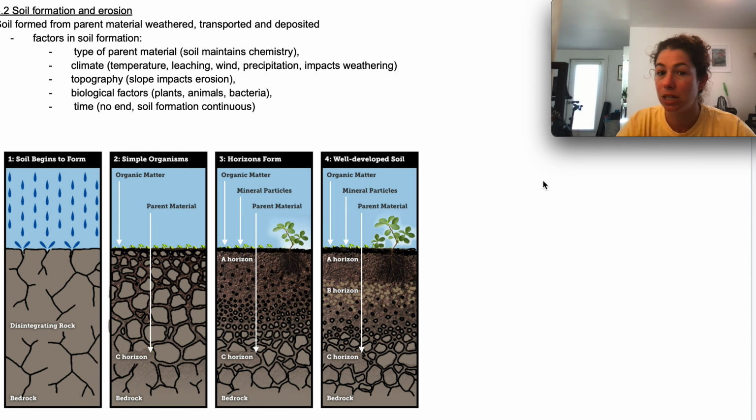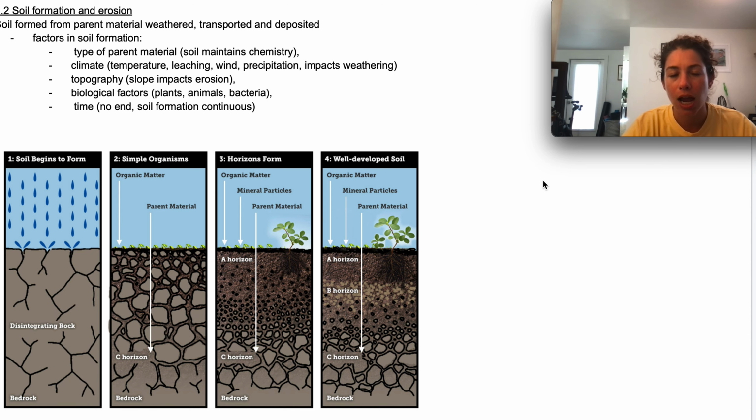Well, the type of material that it's made of. The soil maintains the chemistry from its parent material. So depending on what that parent material is made of, you're going to have different ways that the soil will form. The climate: generally, the hotter it is, the faster it'll happen. The amount of wind and rain will impact weathering. Higher winds and higher rains will impact weathering rates, and the amount of leaching that happens as well.